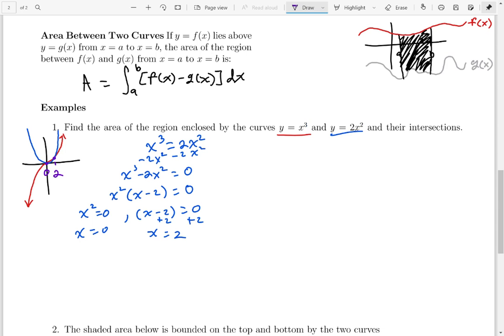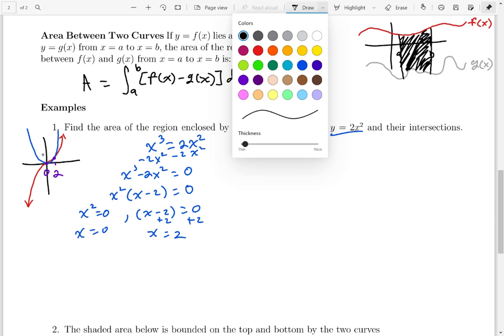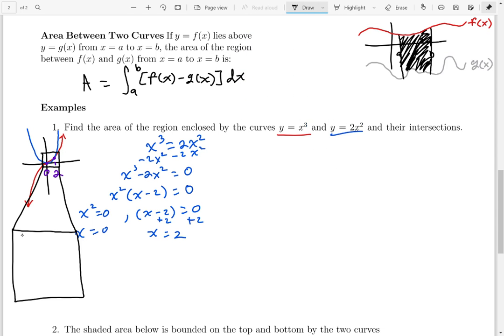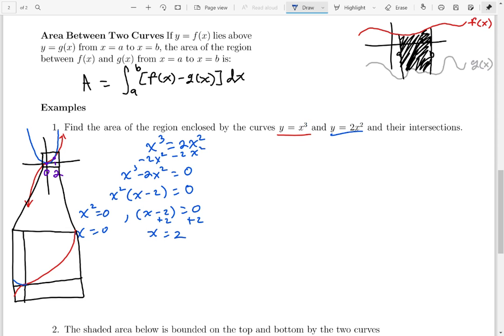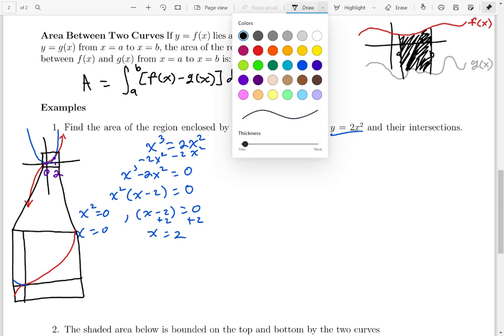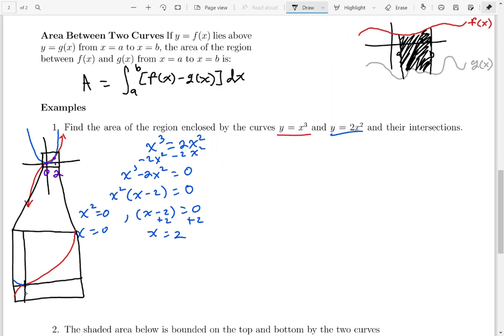Now if I were to zoom into this graph, and so let's actually do this, let's zoom into this graph. If I zoom in, now at this point I do have the problem, and I don't actually know which one is above, which is larger, x cubed or 2x squared. Now because I am aware at this point that the intersection points are at 0 and at 2, I know that that's where they cross, but how can I figure out which one's above and which one's below?